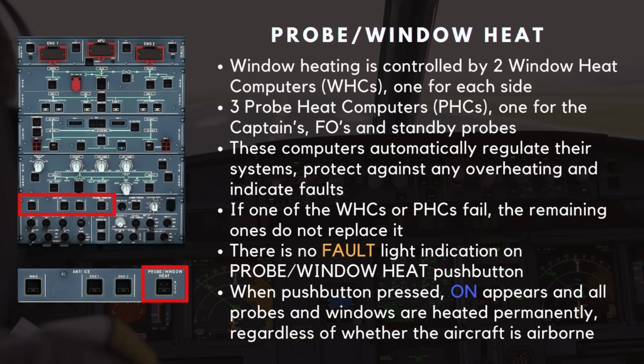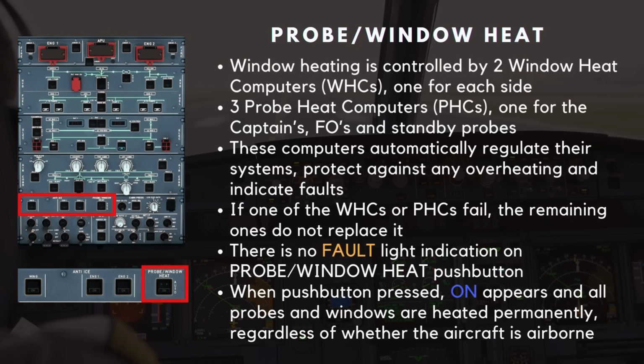The window heating is controlled by two window heating computers, one for each side. There are three probe heat computers, one for the captain's, first officer's, and the standby probes. These computers automatically regulate their systems, protect against any overheating, and indicate faults. If one of the window heat or probe heat computers fails, the remaining ones do not replace it. Note, there is no fault light indication on the probe and window heat push button.